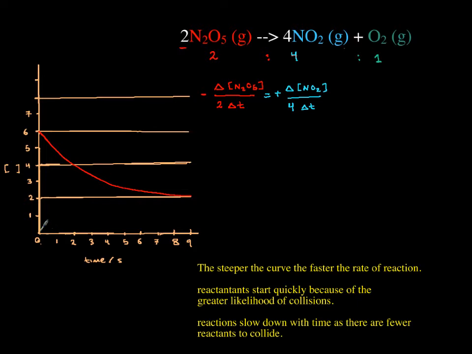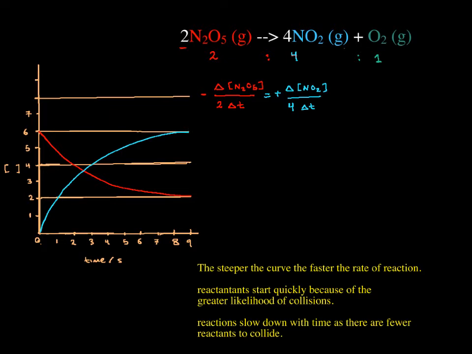And if I want to draw that, we start from 0. At the beginning you have nothing. It's extremely fast, so it's a steep slope, and then gradually it's going to die off because you don't have many particles left to collide.